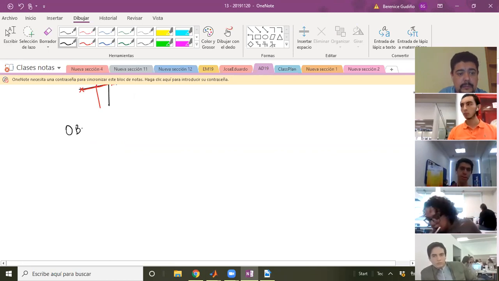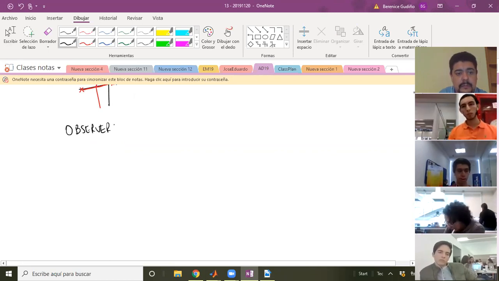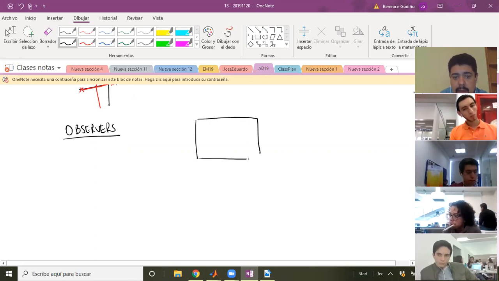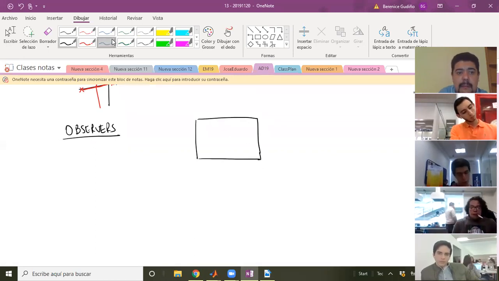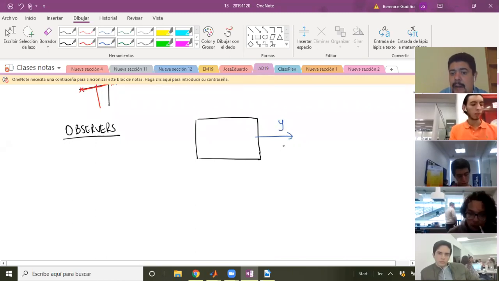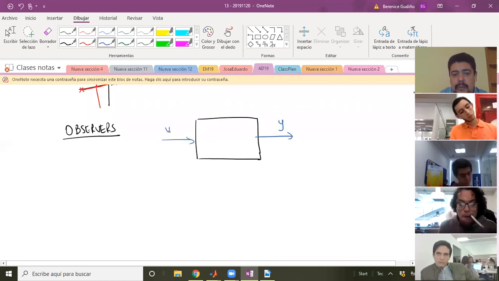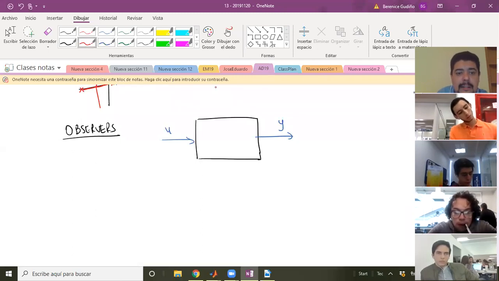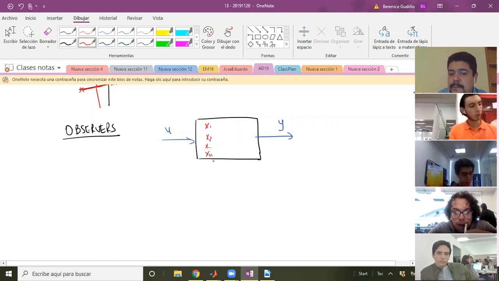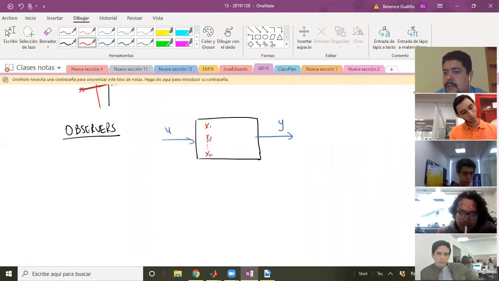So, observers, okay? We have a plant. Imagine there is a black box, okay? And from this black box, we have only the output of the system. And of course, we know the input to the system, okay? But we are interested in using x1, x2, up to xn, which are the internal variables. How can we measure them if this is a closed box? We're not able to open it.